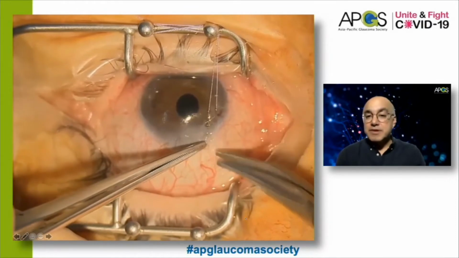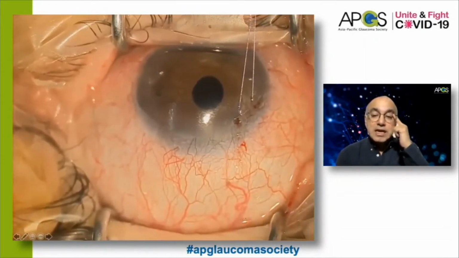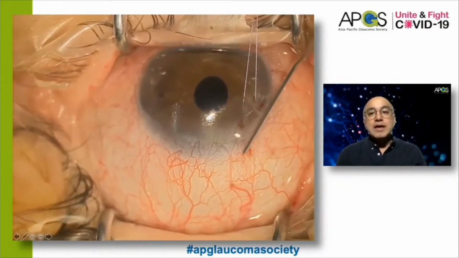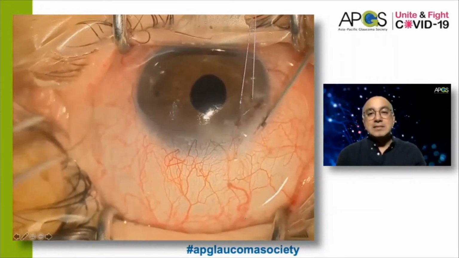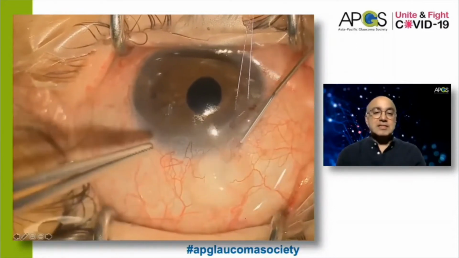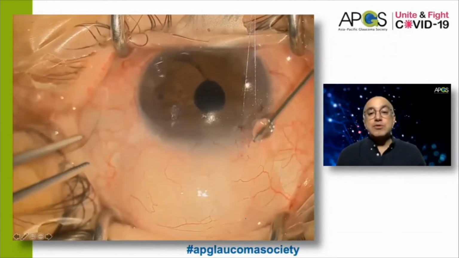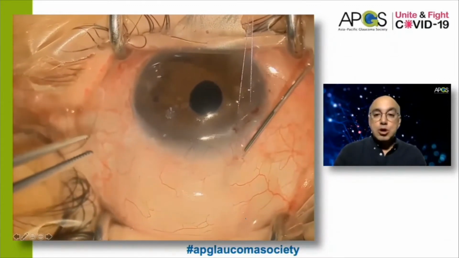Again, something very simple when you are starting the operation is to do some hydrodissection of the conjunctiva, which will give you immediately a clear idea about whether the conjunctiva is in good shape or not, if it is scarred, glued somewhere, and if it is going to give you some difficulty as you close it.